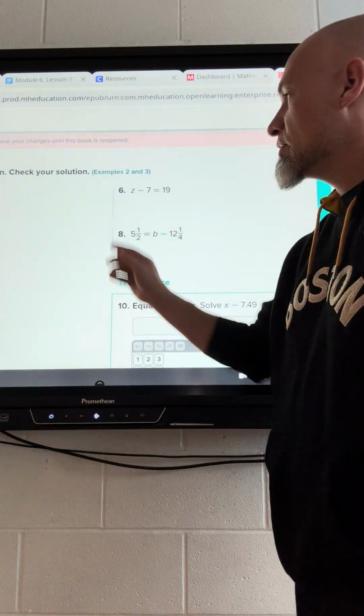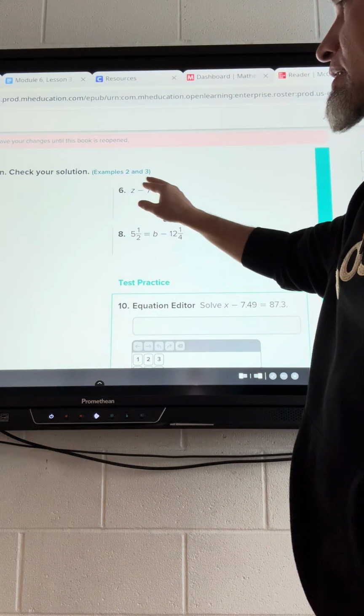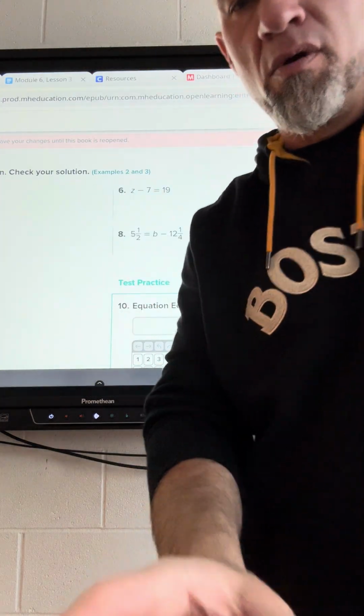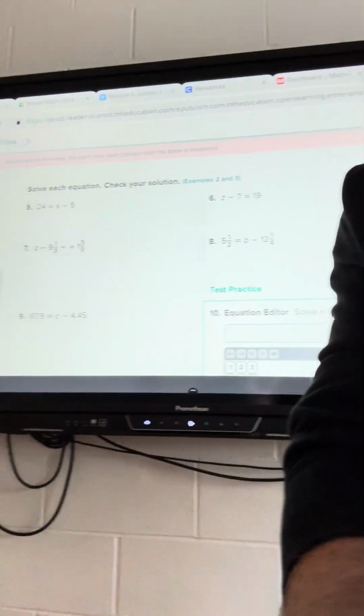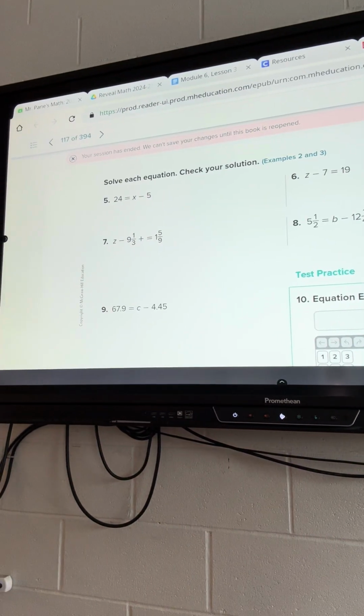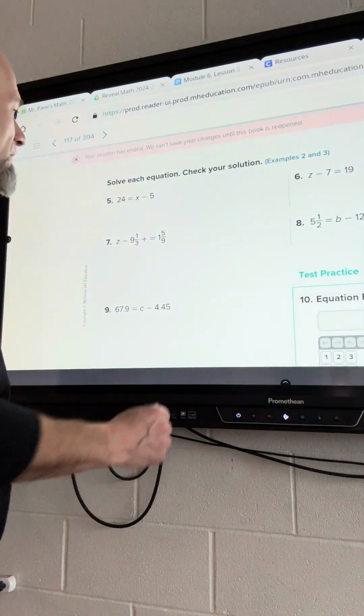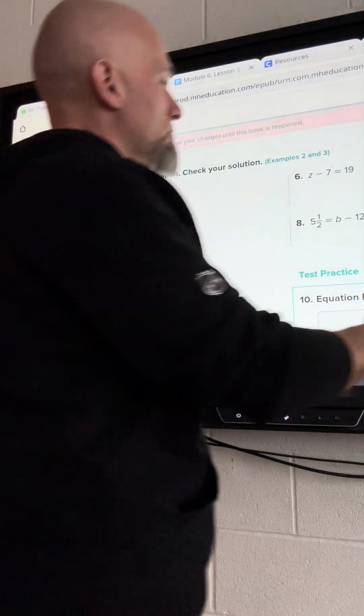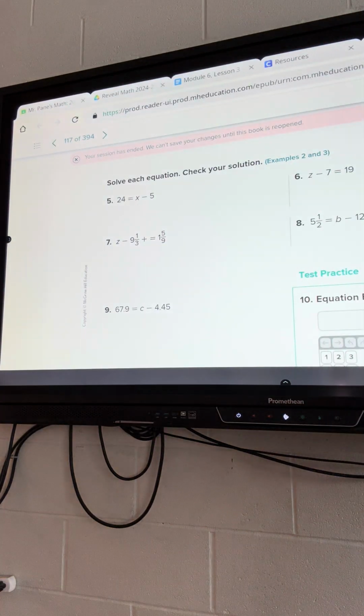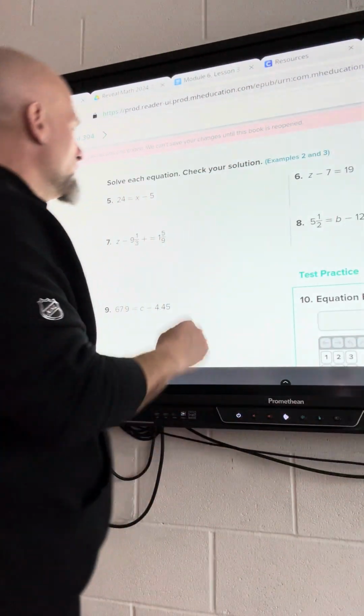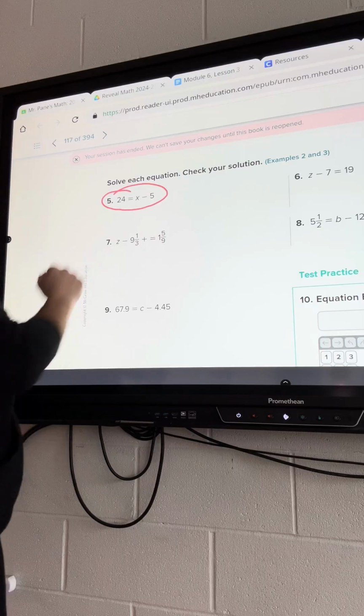All right, so if we take a look at these, they're asking you to solve each equation. So what I'm gonna do is I'm gonna do number 5. I'll do a couple of the odd ones to help you out here. So I'll do 5 and 7. So number 5, you've got 24 equals x minus 5. Remember, these are subtraction equations, so we're finding the value of the variable using addition.